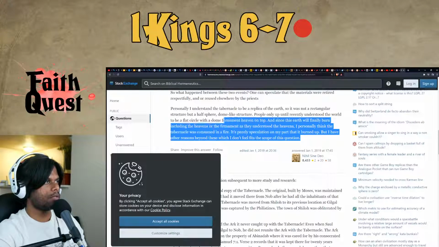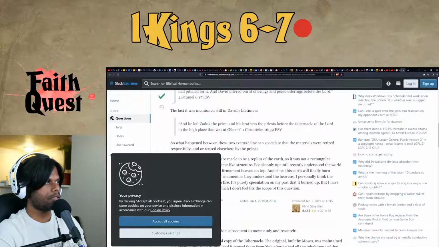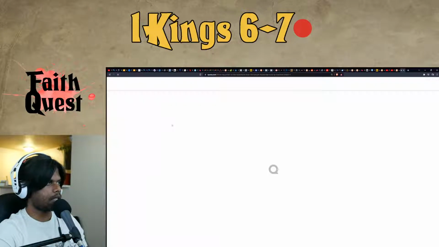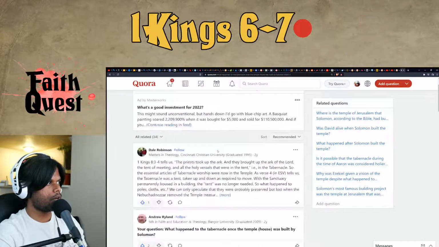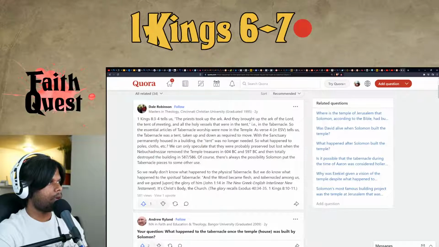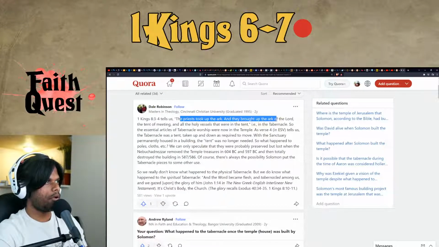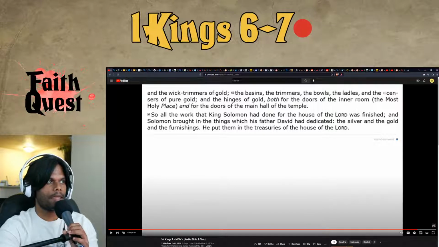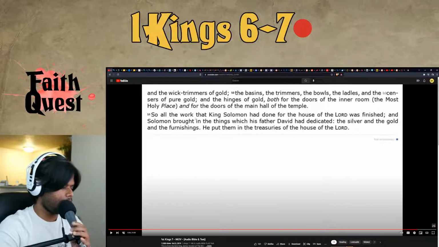All right, so this guy is going into something else that he speculates. But yeah, it looks like they took the furnishings into the tabernacle, according to Chronicles. Okay, we're getting to spoiler territory. The priests took up the ark, and they brought up the ark of the Lord, the tent of meeting, and all the holy vessels that were in the tent. All right, so they did. They took everything from the tabernacle and put it into the temple. Okay, so that makes sense.